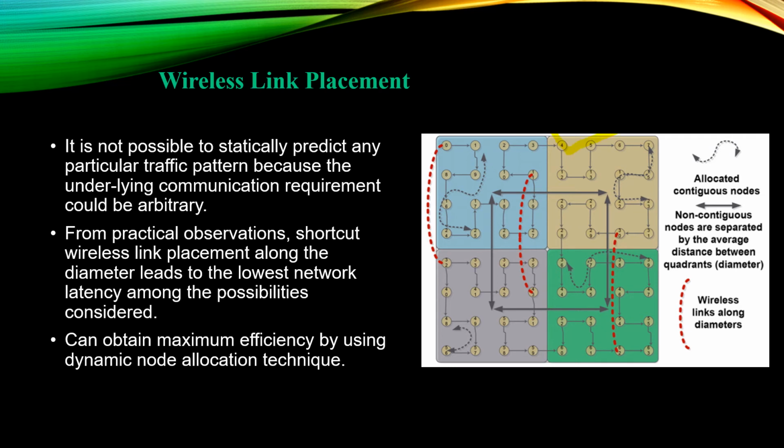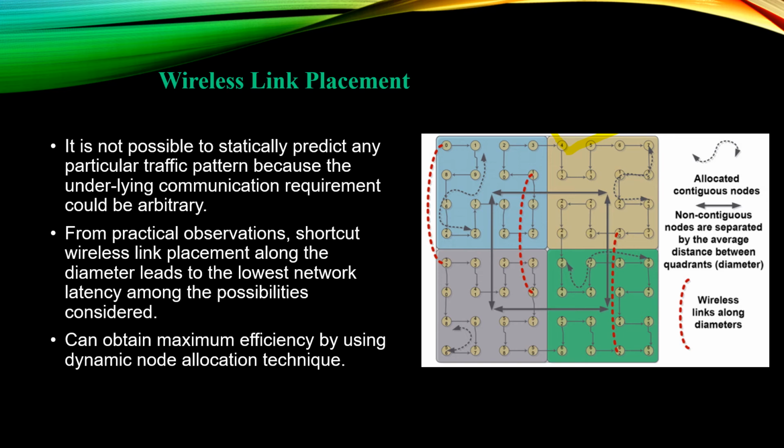In this diagram, we can see the overall network is divided into 4 quadrants, and the mean distance between the adjacent quadrants is the network diameter of the folded torus. So the 3 wireless links are placed between the adjacent quadrants, along the diameter of the folded torus, such that almost equal angular separation is existing between each pair of diameters. And this ensures that nodes in all sections of the network have similar accessibility to a wireless link.